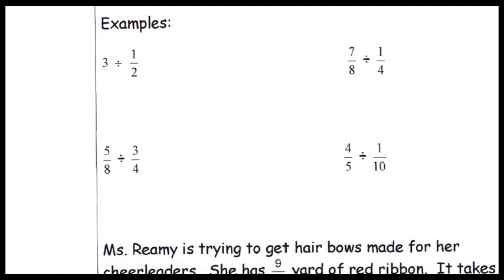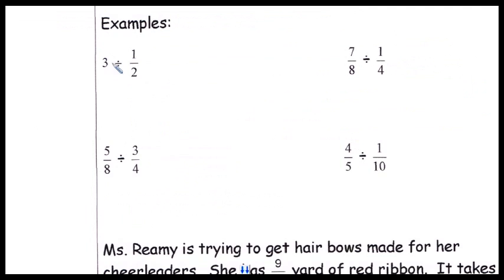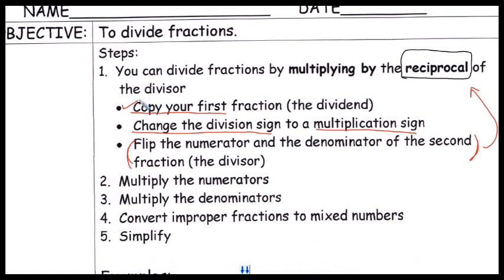Here are my examples, and let's follow the rules that we just talked about. The first rule says that we copy the first fraction, the dividend. My first number is 3, which is not a fraction. But we already talked about how to convert whole numbers into improper fractions in the last video. The only thing I have to do is put the 3 over a 1, which gives me the same value. So 3/1 divided by 1/2. I'm going to copy the first fraction, just like my notes say. So 3/1 copied, done. I got that bullet done.